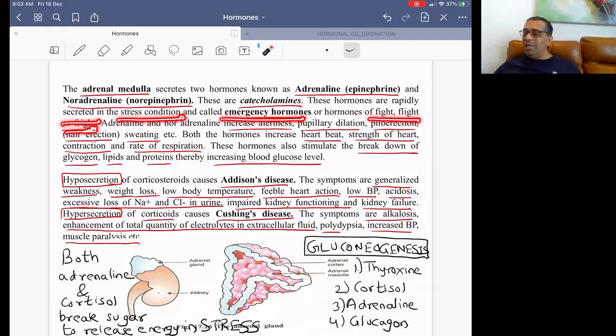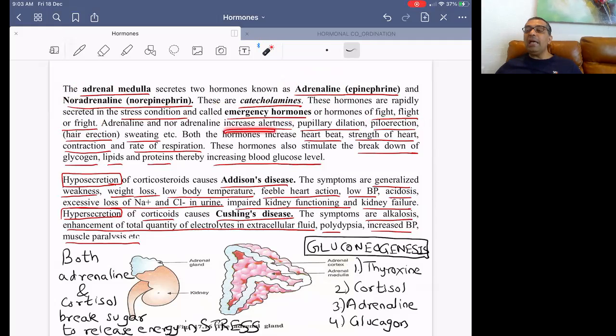These are all stressful conditions or emergencies. तो उसमें इमरजेंसी हार्मोन सिक्रीट होगा. Which are the emergency hormones? Adrenaline and noradrenaline are your emergency hormones or stress hormones, or hormones of fight, flight, or fright. And what will these hormones do?